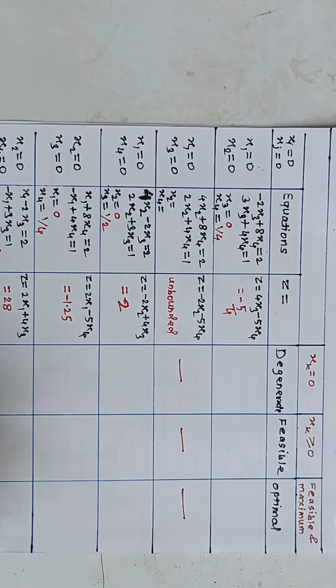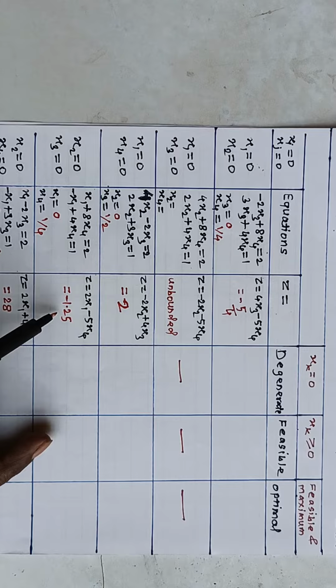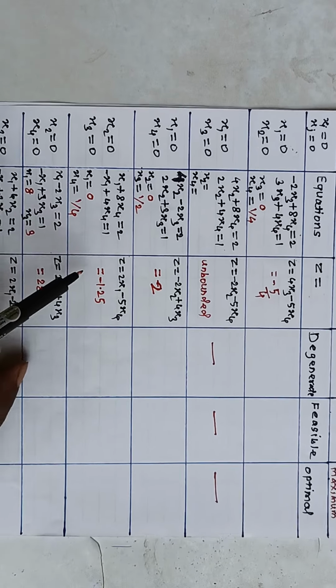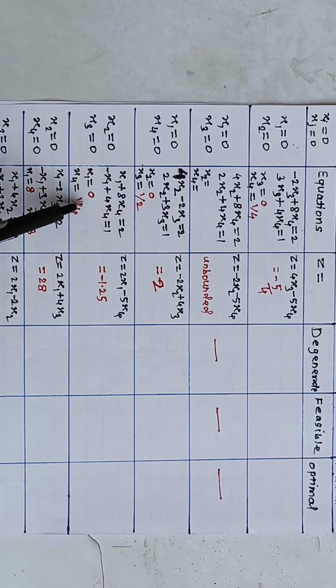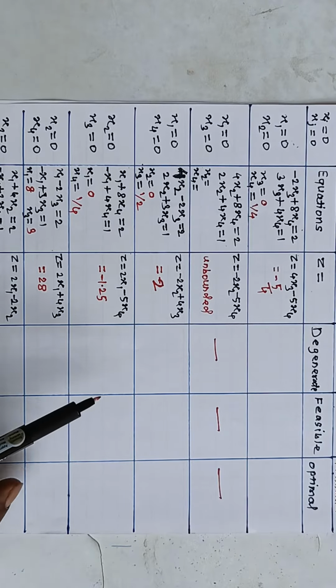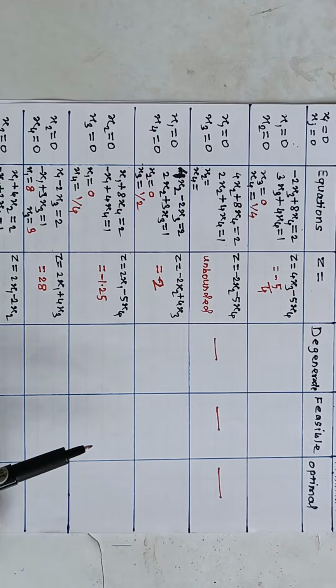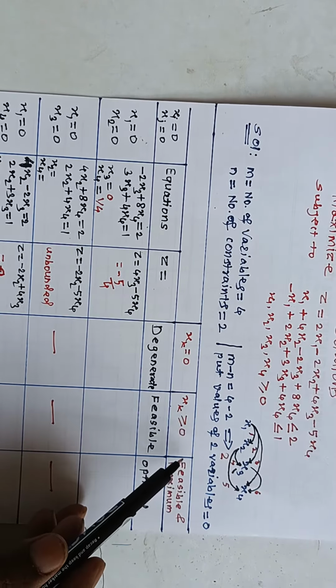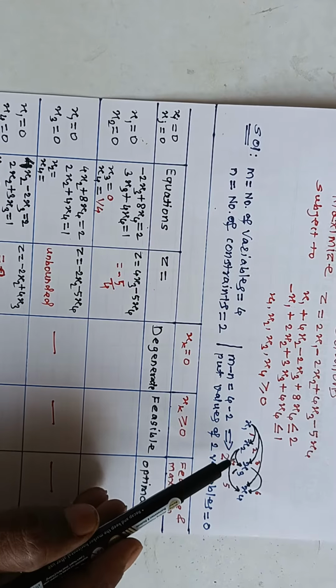That will be minus 1.25. Value of Z is minus 1.25. After solving these two equations, we will get x1 is equal to 0 and x4 is equal to 1 upon 4. This is the fourth way, value of Z. Let us move towards way number 5 or the fifth step.